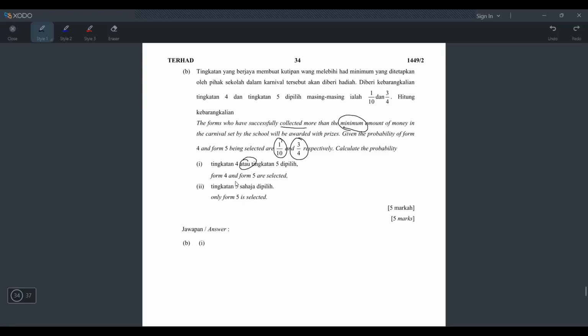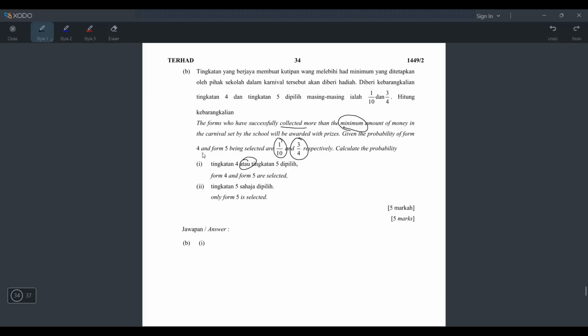I will do both. Okay, I will explain both. So for probability questions, students always cannot do because they don't know what the first step is. The first step is always to list down all the possibilities.